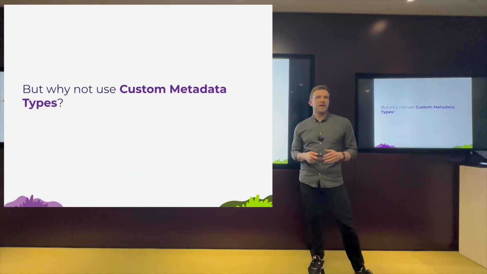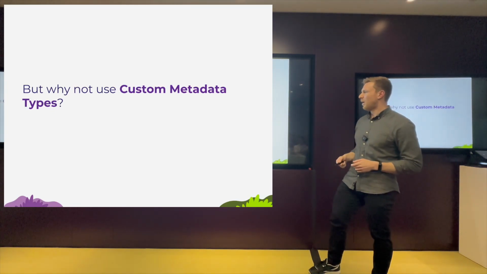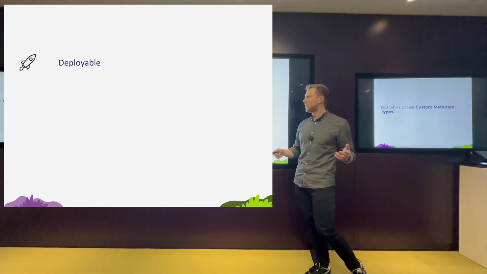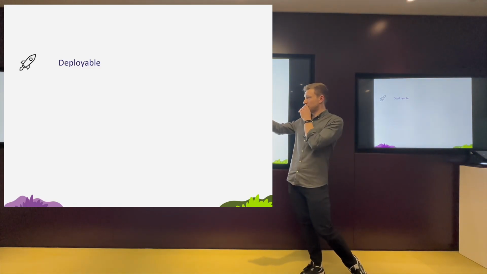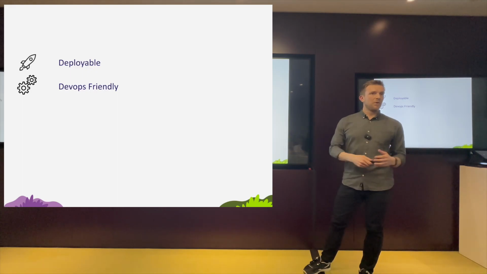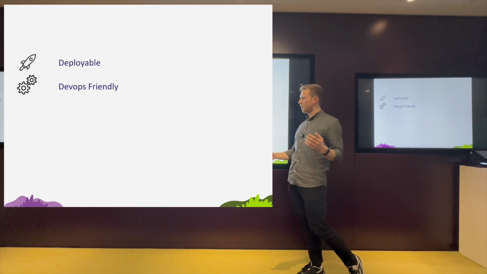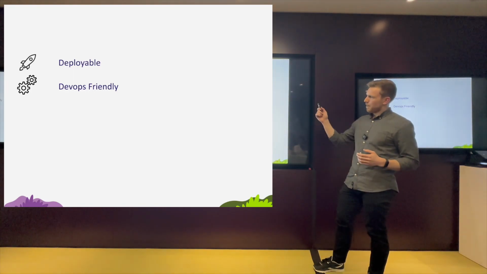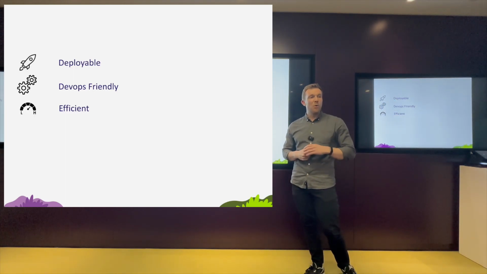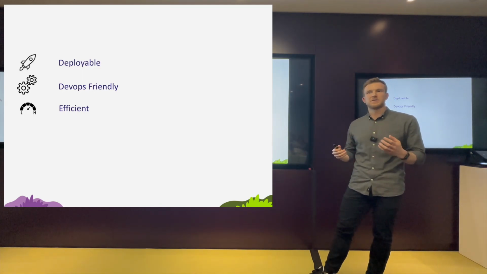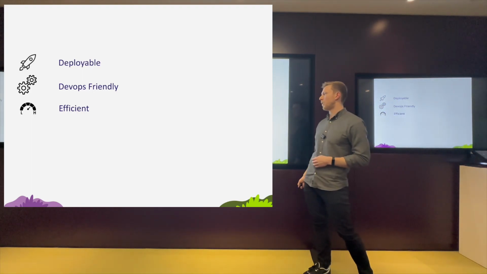So some people might be thinking at this point, why not use custom metadata types for this? Well, ultimately, for your scenario, custom metadata types might be the perfect tool for the job, right? So I'm sure most of us know, but custom metadata types are deployable. Because they're deployable, they're already DevOps friendly, right? We can treat them like any other bit of metadata. We can incorporate them into our DevOps process. And they're efficient. So ultimately, it's always going to be more efficient to reference custom metadata or even custom settings than query a complex set of data and essentially process that data to drive your behavior.